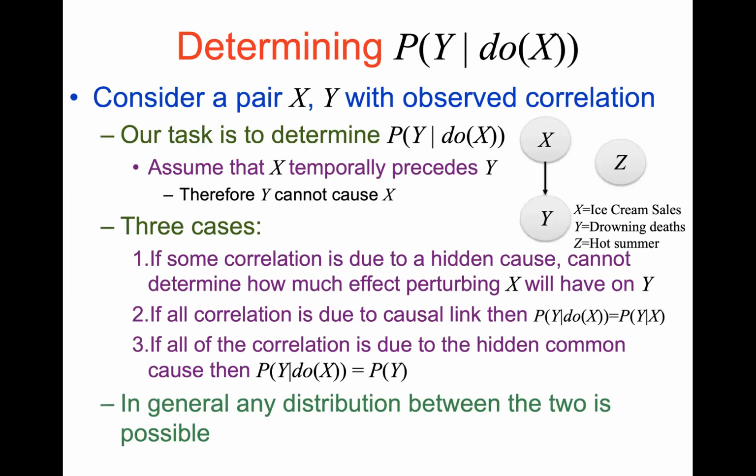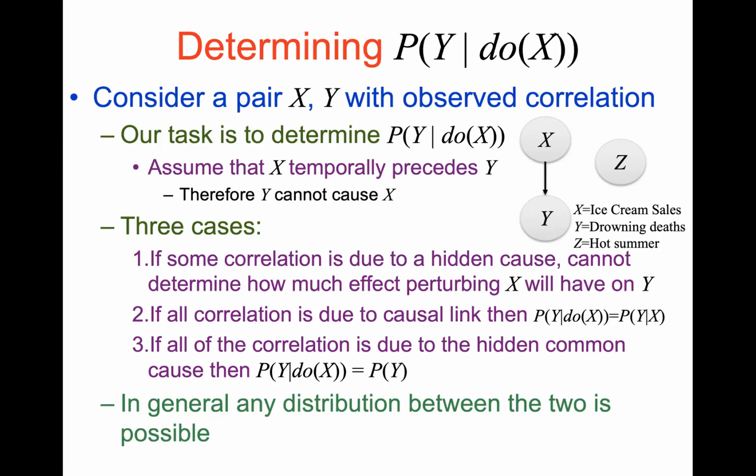So determining probability of y given do of x. What does it take to answer? This is the main question. It is an inference problem. Consider a pair x, y with observed correlation. X and y are correlated. Our task is to determine p of y given do of x, right? Set some value. Assume that x temporally precedes y, it comes before. Therefore, y cannot cause x. So we have x comes before, y comes after.